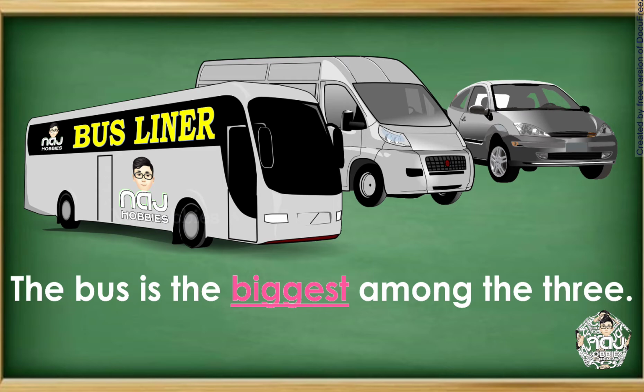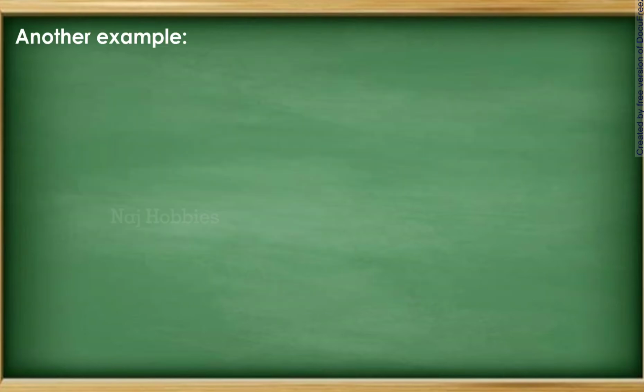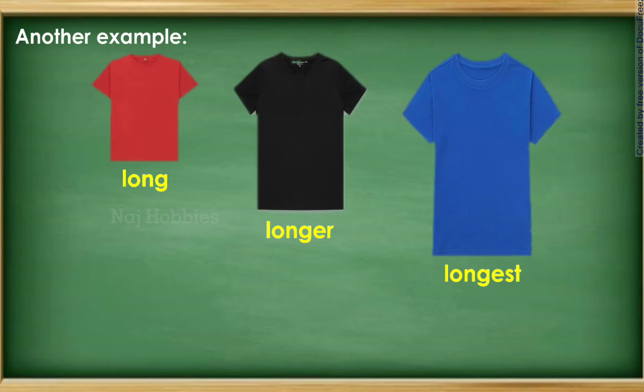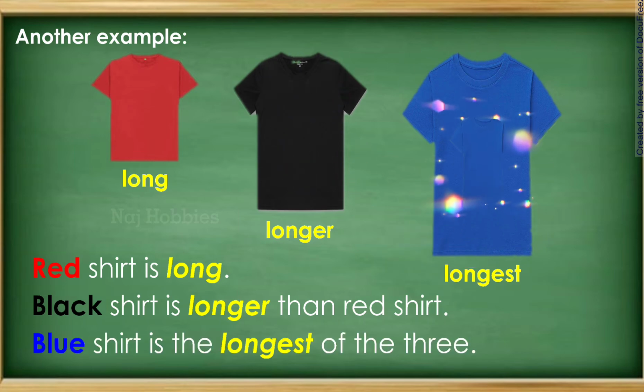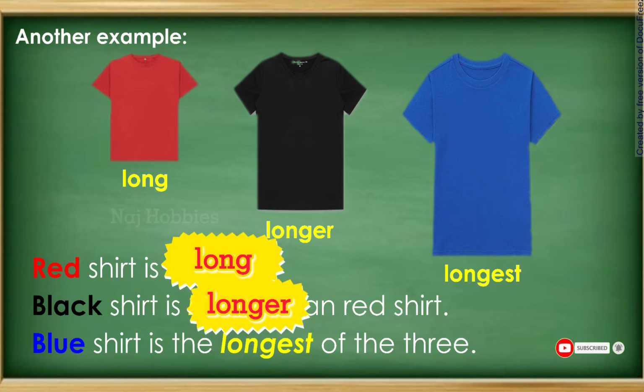Did you understand? Another example, long, longer, longest. Red shirt is long. Black shirt is longer than red shirt. Blue shirt is the longest of the 3. The adjectives are long, longer, longest. Did you understand?